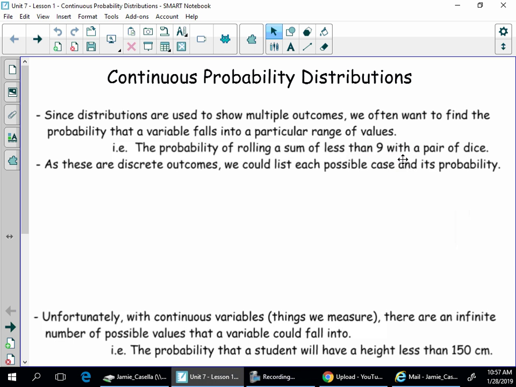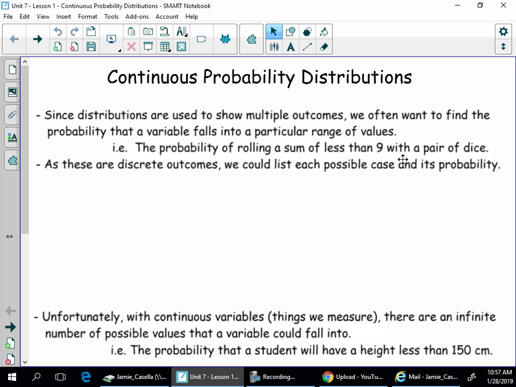In this lesson, we're going to start our new unit, which is going to deal with continuous probability distribution models. So before we start the new stuff, we've got to review the old stuff. In our last unit, we talked about discrete things. Those are things we can count. Here, we're going to look at things we can measure.